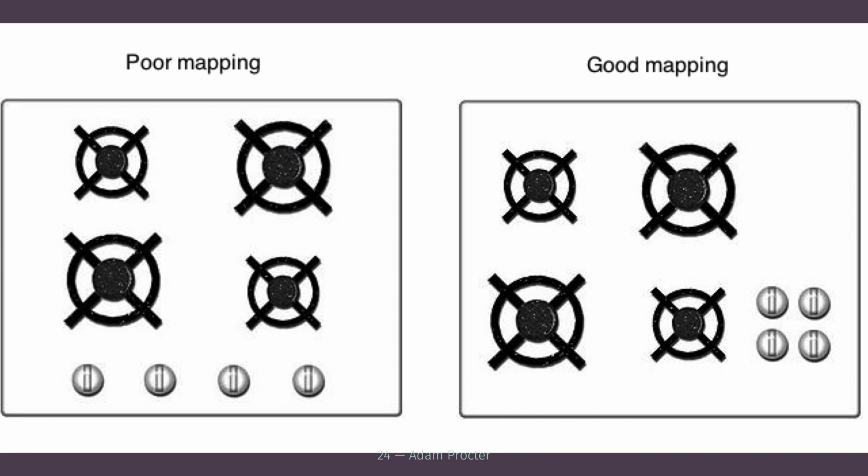Mapping. So this is about how you map the relationship between controls and the effects they have on your app or in the world. This is obviously a cooker lid, where we can see the direct, instant mapping. So you want that mapping to be as natural as possible. It's super confusing if you have a cooker like that on the left to know which one fires up which piece.